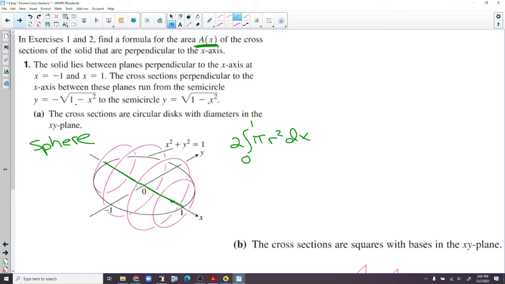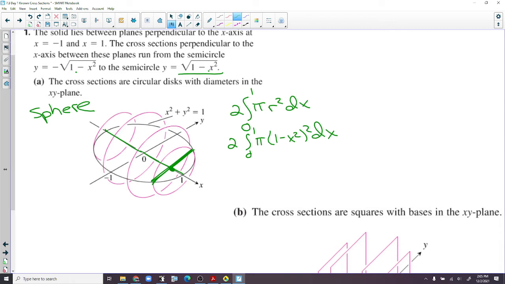We got to get the radius though, and the radius only goes halfway. For like triangles and rectangles, we got to go all the way with this. But we only need this for the radius. 2, 0 to 1, pi, 1 minus x squared squared dx. So there it is set up. Everything else is now just our old, a little bit of algebra, a little bit of integration. 1 minus 2x squared plus x to the fourth.